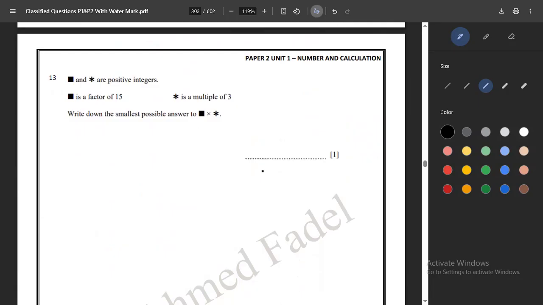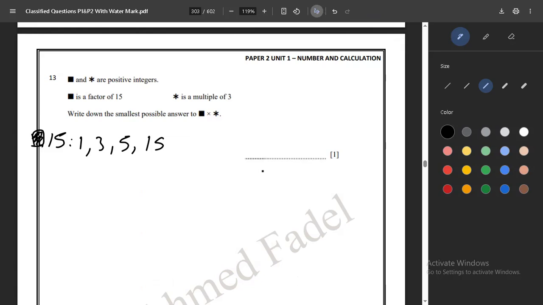Write down the smallest possible answer to this. They're saying to you here, the square and this asterisk are positive integers. Both of them are positive. Square is a factor of 15. So let's list here, the square is a factor of 15. Let's list all the factors of 15. We got 1, 3, 5, and 15.